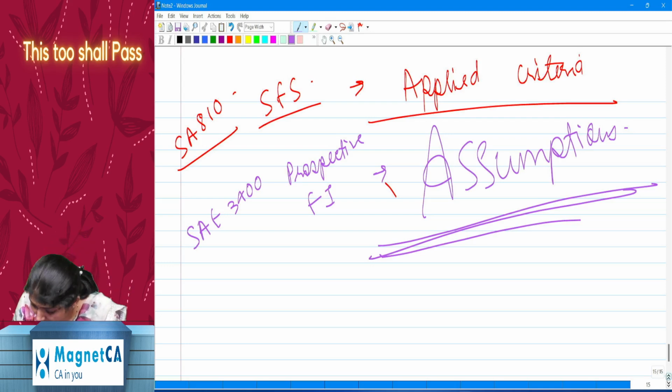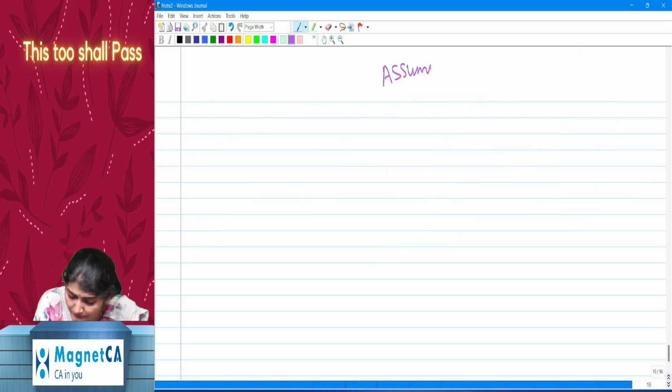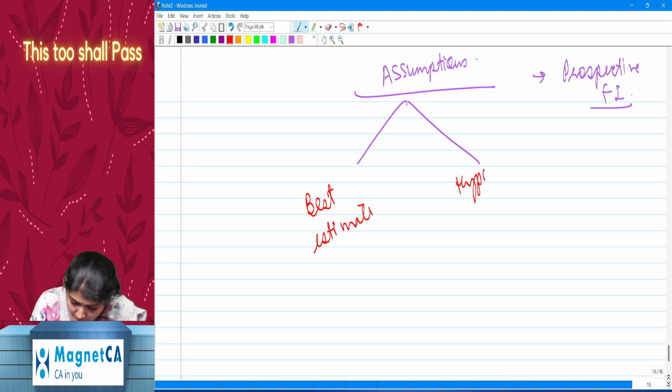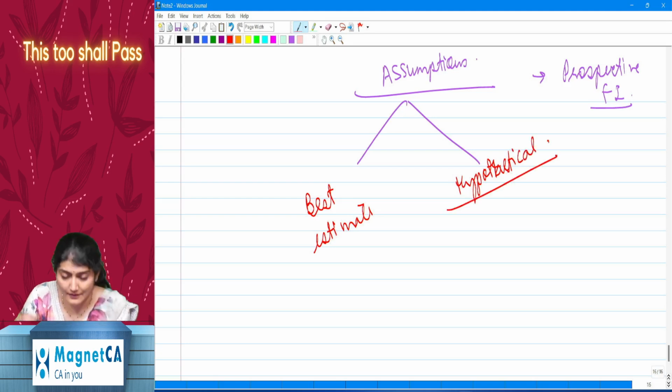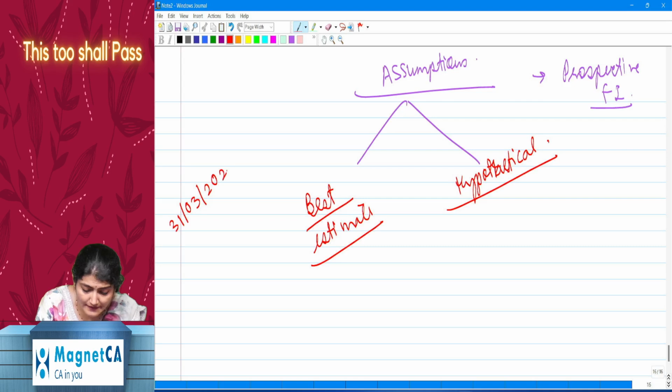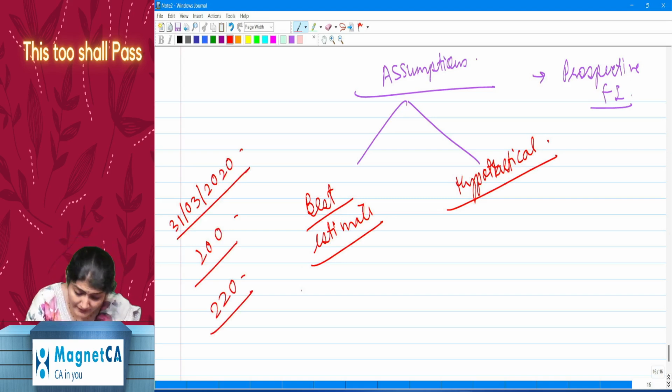Okay. Now, these assumptions which the management is going to make for the preparation of the prospective financial information, they could either be the best estimate assumptions or they could be the hypothetical assumptions. Right? Best estimate assumptions or the hypothetical assumptions. Best estimate. Today, up to 31st March 20, the sales price of the company's product is 200. Next year onwards, they are going to make it 220. So it is an action which management is going to take, or a condition which management expects to exist.